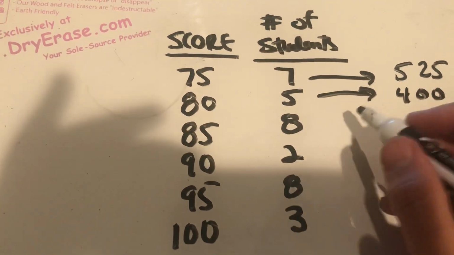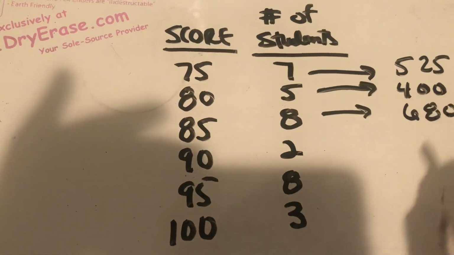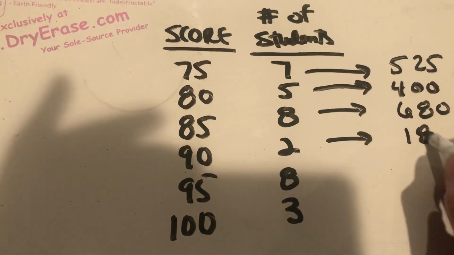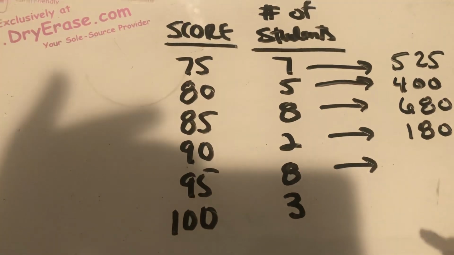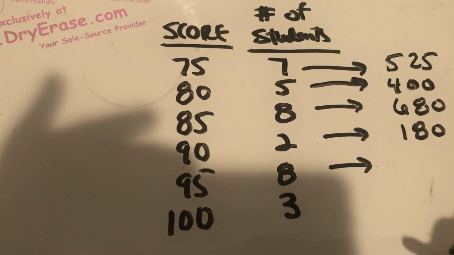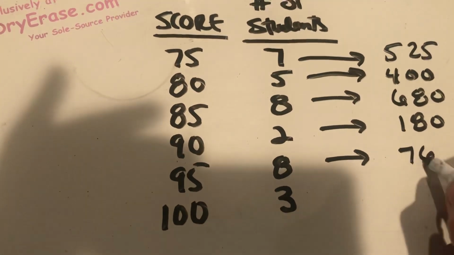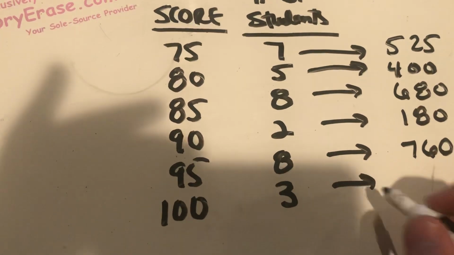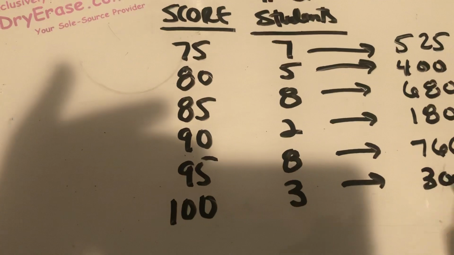8 students scored an 85, so those students scored a total of 680 points. 2 students earned a 90, they earned a total of 180 points. 8 students earned a 95, so that means they earned a total of 760 points. And finally, 3 students earned 100 for a total of 300.